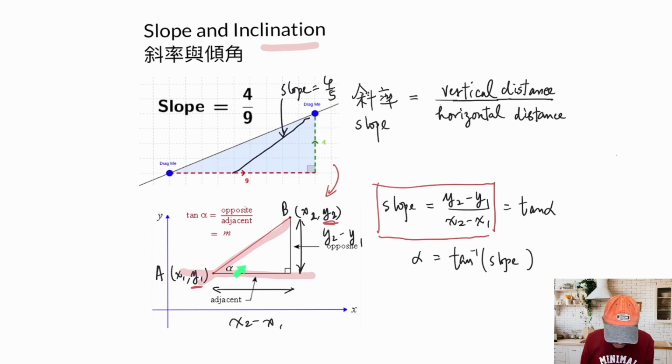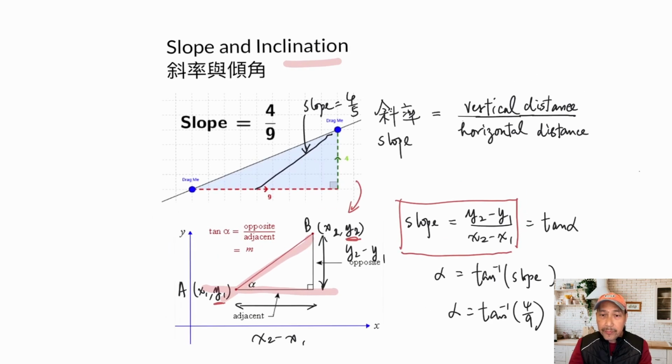Suppose that the inclination is represented by alpha, then tangent alpha is equal to the opposite side, which is y2 minus y1, over the adjacent side, which is x2 minus x1. So this ratio is equivalent to the slope. We can express the relationship between slope and inclination as slope is equal to tangent alpha. To find the value of the angle alpha, we can take the inverse tangent, arctangent, of the slope. In this particular example, alpha is equal to arctangent 4/9.